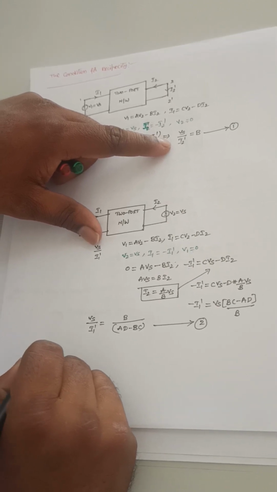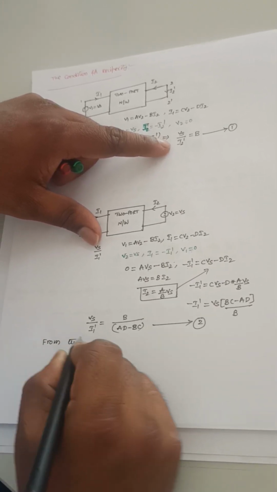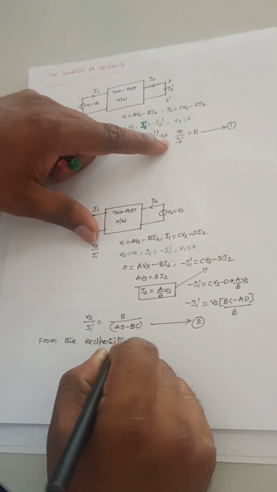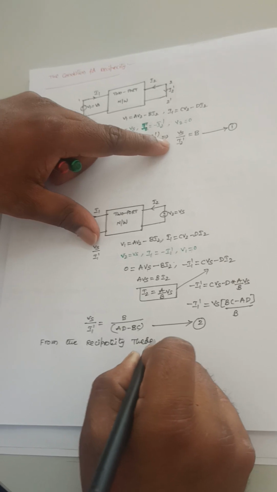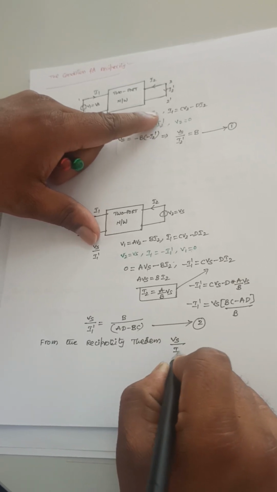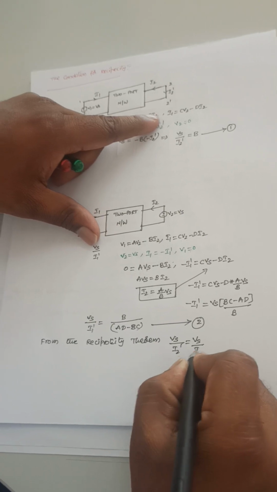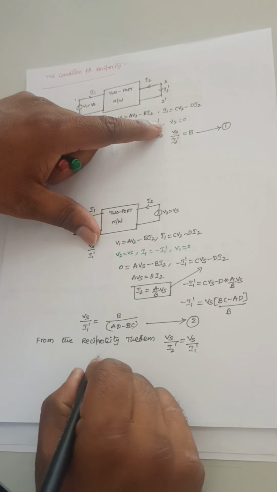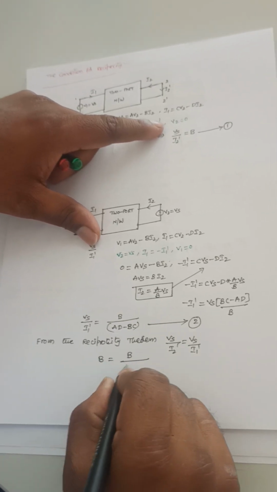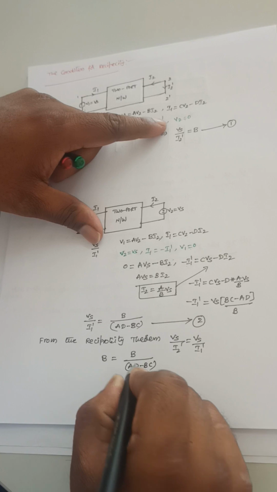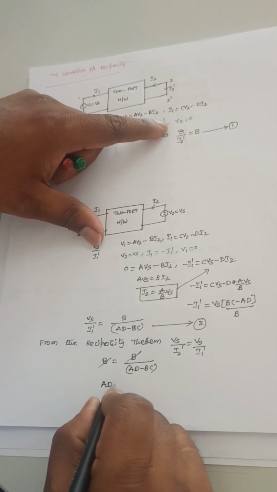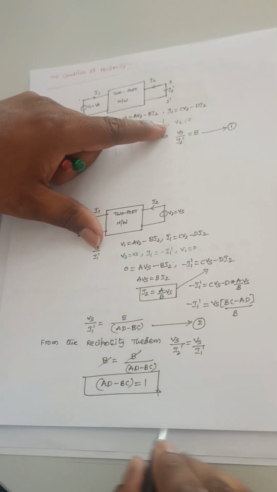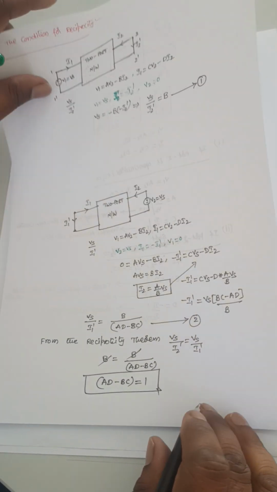So from the reciprocity theorem, Vs by I2 dash is equal to Vs by I1 dash. So from equation 1 and equation 2, these two should be equal. So B is equal to B divided by AD minus BC. So this B and this B will get cancelled here. So AD minus BC is equal to 1. So this is the condition for reciprocity in terms of ABCD parameters.